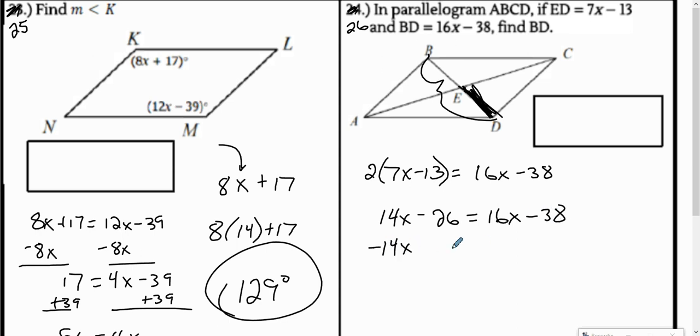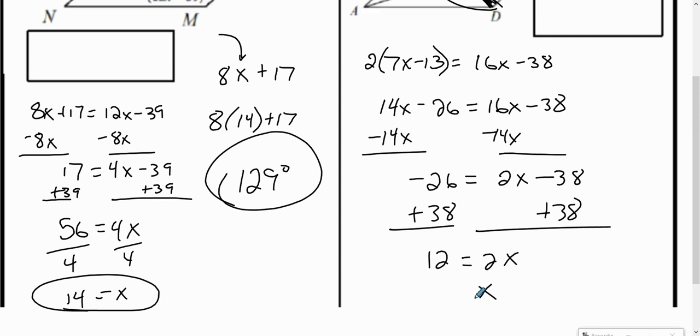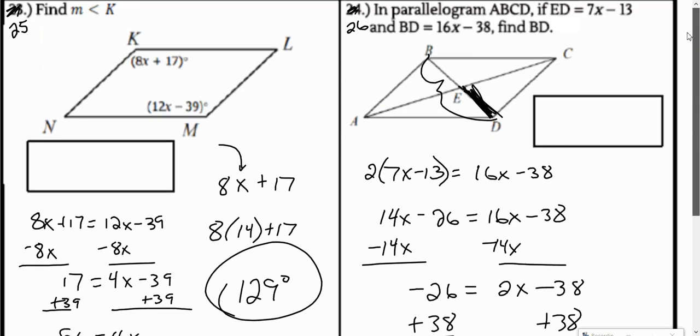Subtract 14x from both sides. I get negative 26 equals 2x minus 38. I'm going to add 38 to both sides. Negative 26 plus 38. Oh, I think it's 12, but I'm second guessing myself for some reason. Negative 26 plus 38. Oh, yeah, 12. Positive 12. 12 equals 2x. X equals 6. Okay, so now that I have my x is 6, it says find BD.